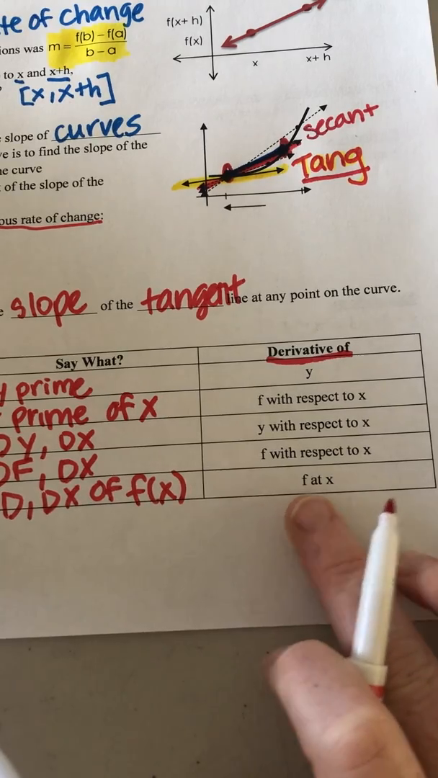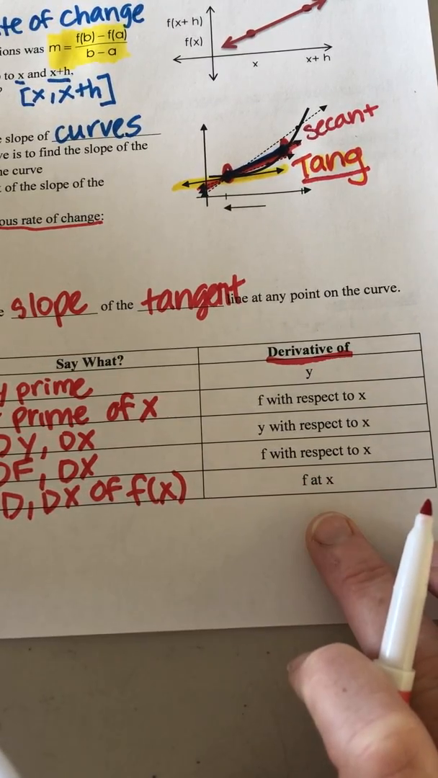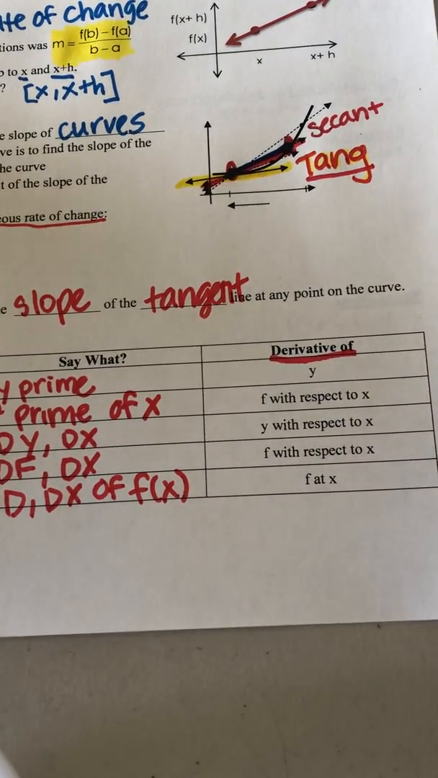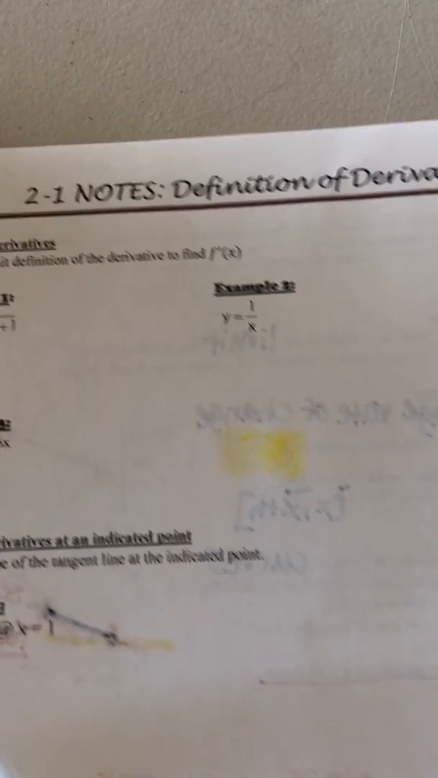Okay, derivative of f at x is what would come out of there. All right, so let's go to the back and start finding some derivatives. Now, if you notice, this is going to be the same kind of process of the instantaneous rate of change, but we don't, for the first few, have an x value.